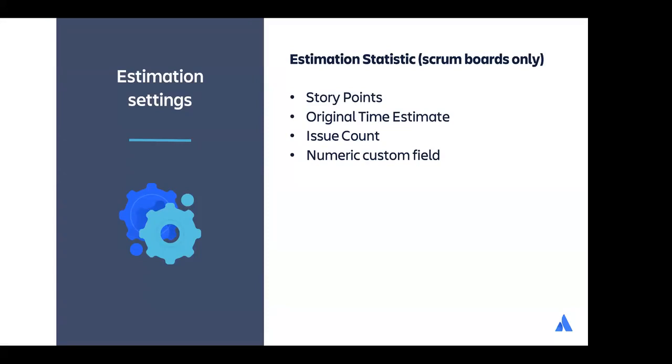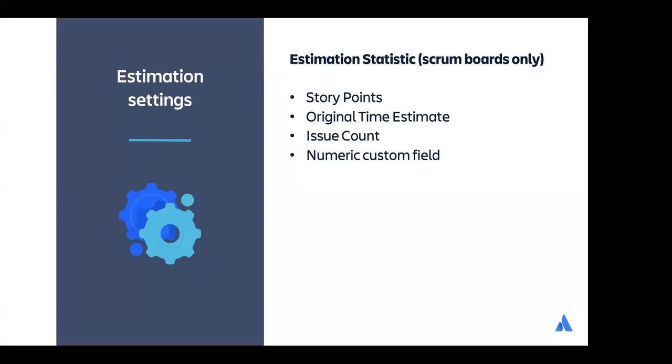So there are 2 options in a Scrum board. This first one is estimation statistic. It represents your velocity, how it's measured from sprint to sprint against these estimates. You can choose story points, the original time estimate if you prefer time, or just issue count, which means estimation is based on the number of issues that you commit to each sprint. And then the estimate field is not editable in that case because it's just the count of issues.